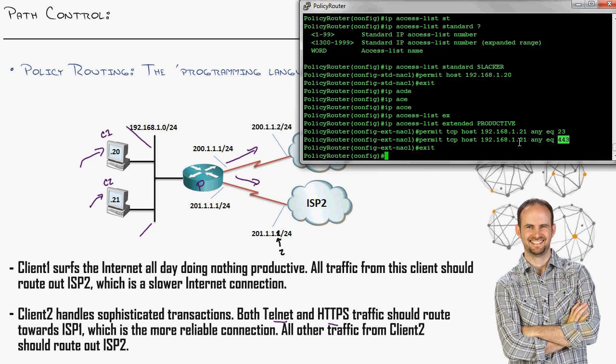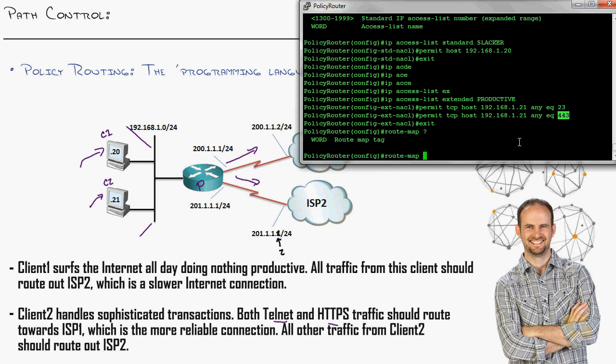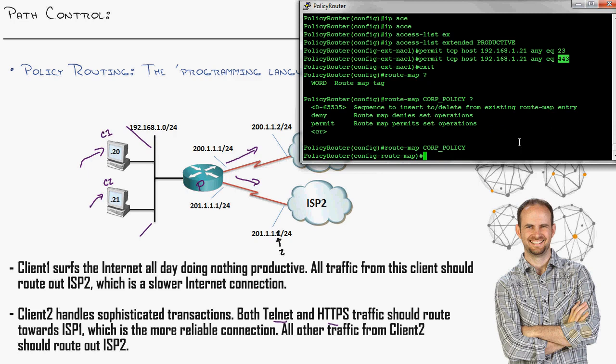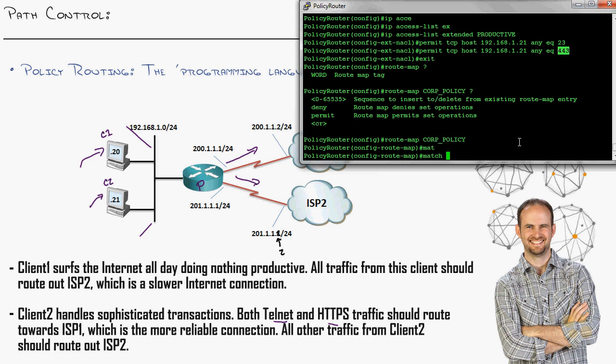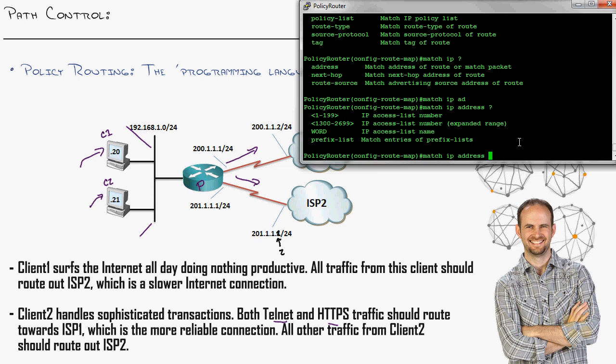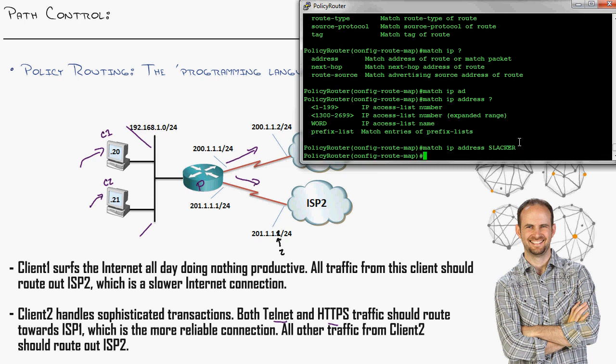So, okay, let's do the route map. I'll do route map. We'll name it, let's just call it corp_policy. We can do permit 10, but that's actually the default if I just press the enter key. So sequence number 10, I'll do a match. Now I've got to match the slacker. We'll match the IP address slacker, right? Using that named access list.